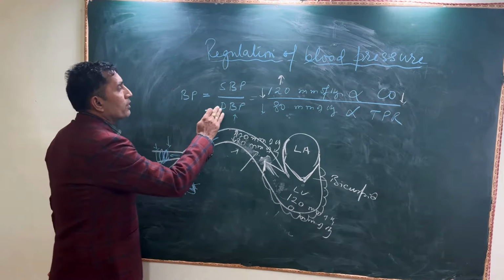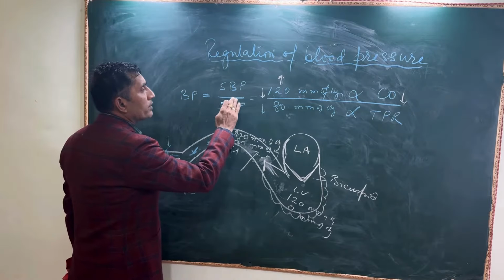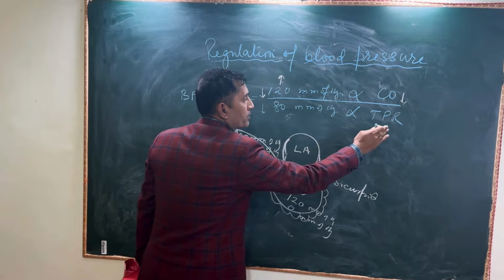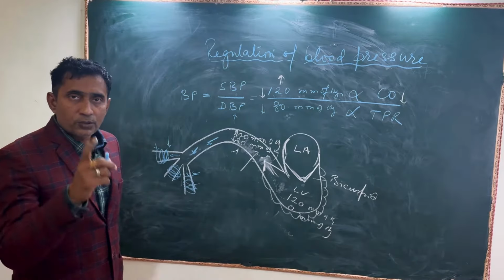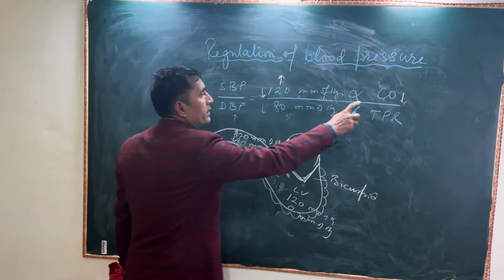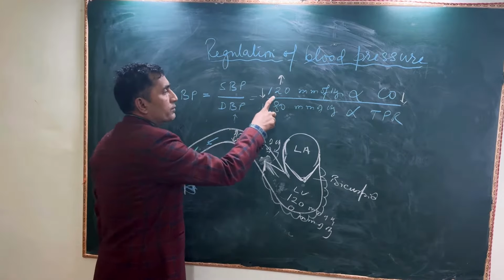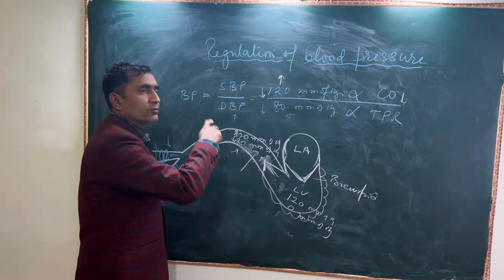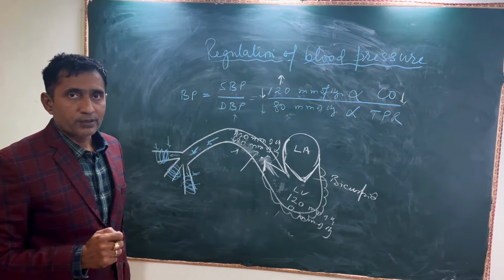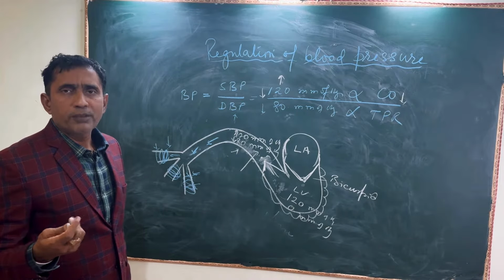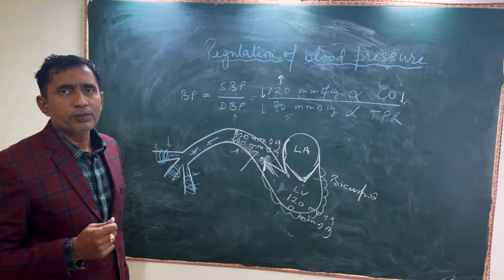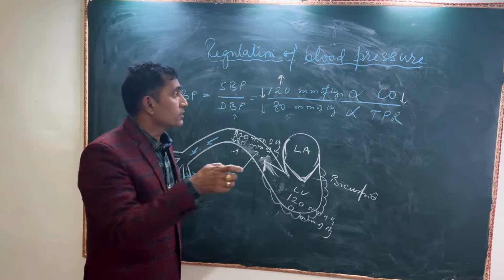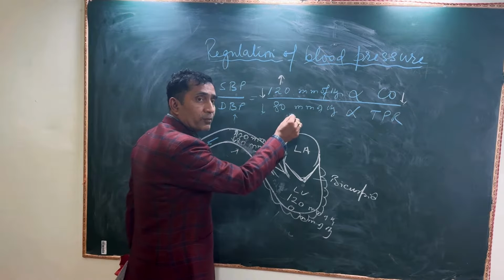So there is a strong relationship between systolic blood pressure and cardiac output, and the diastolic blood pressure with the total peripheral resistance. So if we can alter the cardiac output, we can alter the systolic blood pressure. If we want to alter the total peripheral resistance, then we can alter the diastolic blood pressure, because we have a patient maybe hypertensive or maybe hypotensive. In that case, we have to look whether the systolic blood pressure is increased or diastolic blood pressure is increased.